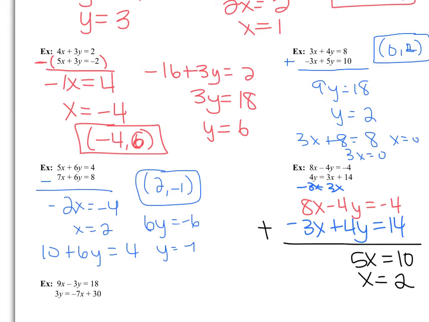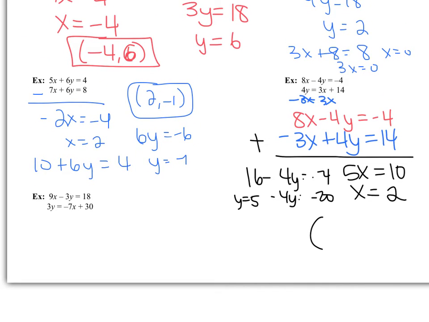And then at this point, you could plug back into any of your actually 3 equations. This one never changed. And then you had this original one, or this one manipulated. You could plug into any of those. So if I plug it into the top one, 16 minus 4y equals negative 4. So then negative 4y equals negative 20. And then y equals 5. So I would end up with a final answer of (2, 5).